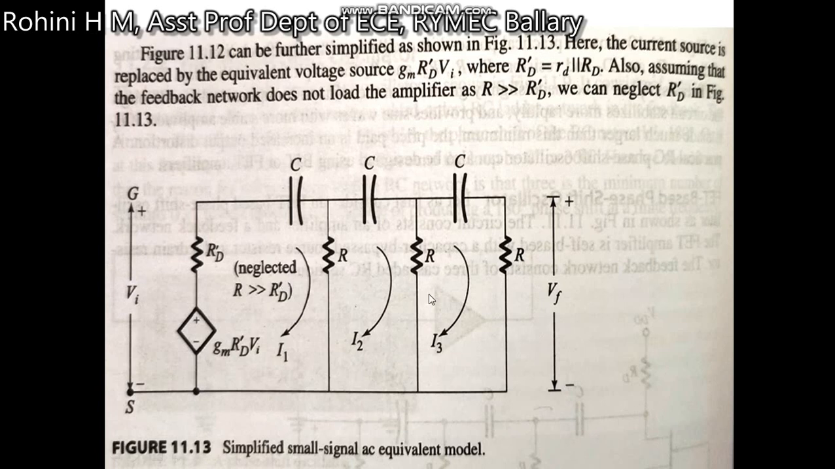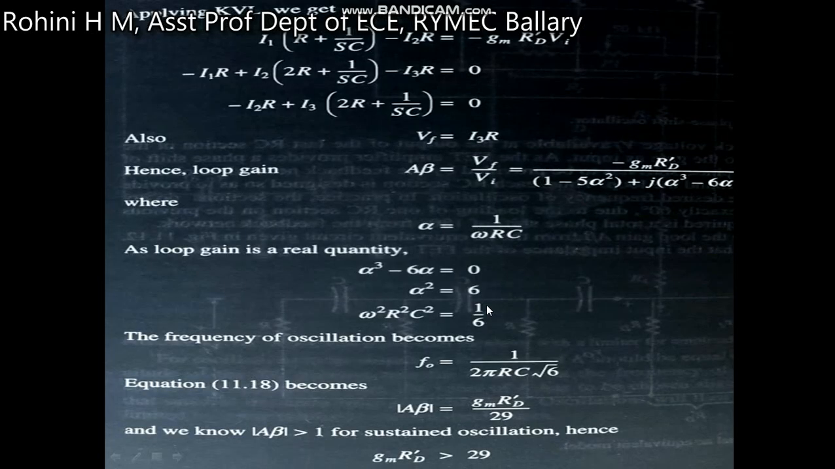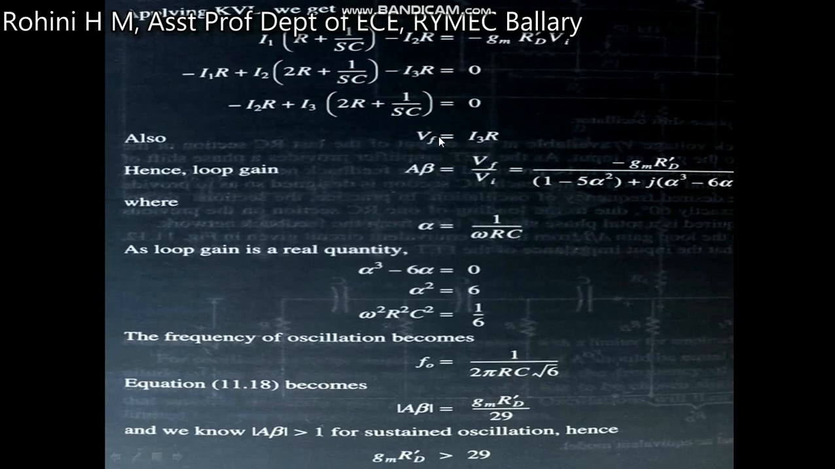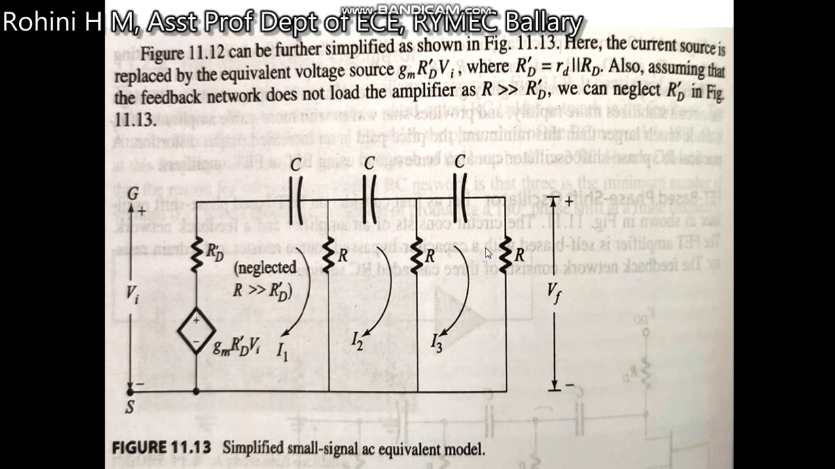Now we have three loops. We can apply mesh analysis and write the three equations. This is the KVL expression for the first loop, this is the KVL expression for the second loop, and this is the expression for the third loop. Next, what is VF? As we noted, VF is nothing but the current flowing through here, I3, into R.